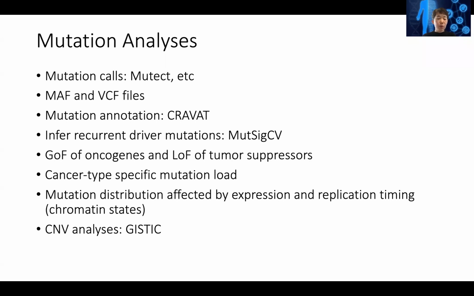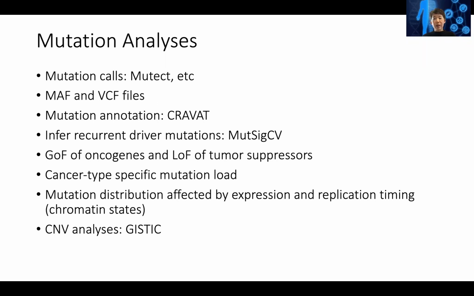For the MuTect group, they also look at recurrent mutations, which can be driver mutations, by looking at mutation calls across many samples using MutSigCV. And from there, based on the driver mutations, you can see cancer are caused by either gain of function mutations on the oncogenes or loss of function mutations on the tumor suppressors.